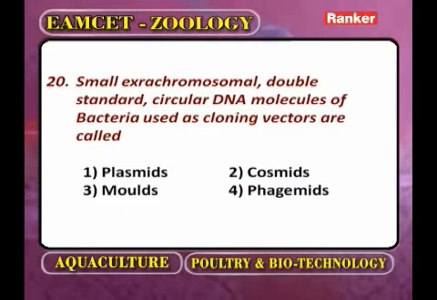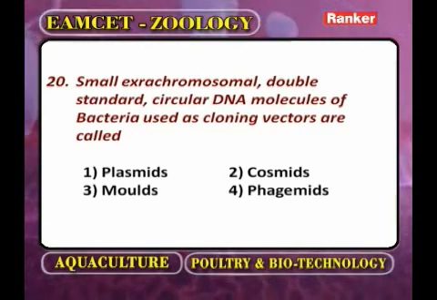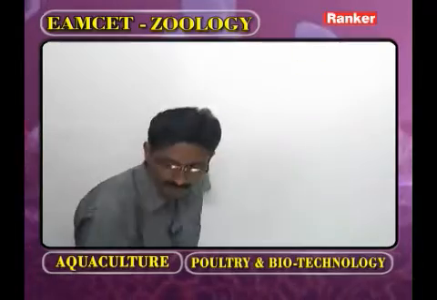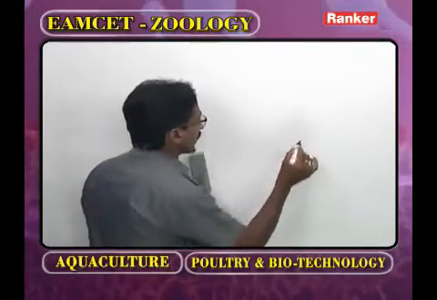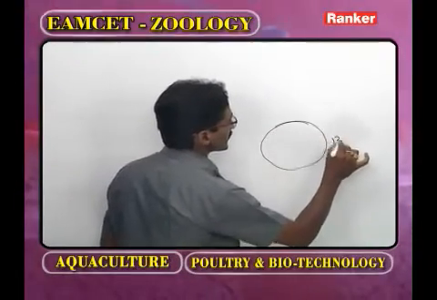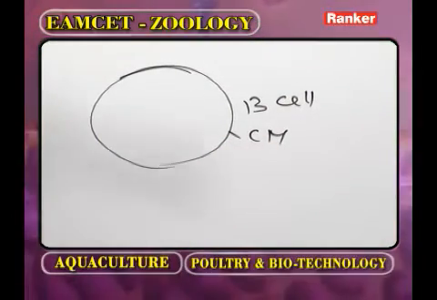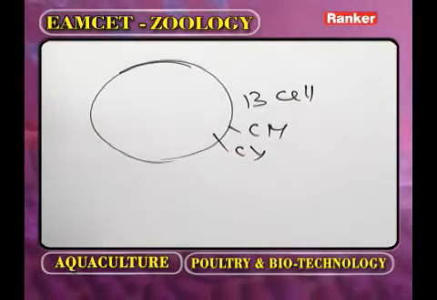Small extra chromosomal double-stranded circular DNA molecules are used by bacteria as cloning vectors. Now where are the plasmids present? This one we call the bacterium cell. This is the bacterium cell, this is the cell membrane, and this is the cytoplasm.